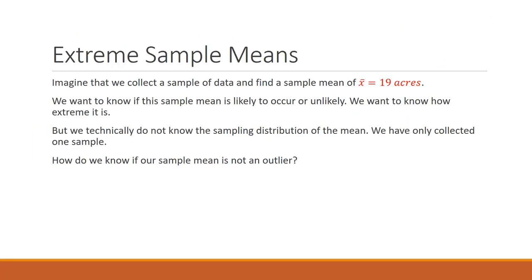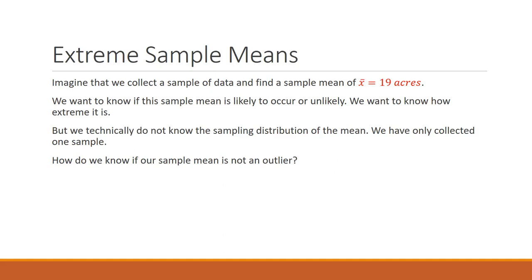But in real life, when we go and collect data, we don't know what the true population land size is. All we know is our sample mean. And so it would be pretty important for us to know whether or not our sample mean is likely to occur or unlikely. We want to know how extreme it is. We want to get a measure of how far away it is from the mean. But we don't have the true sampling distribution of the mean. We've only collected one sample. We want to know if our sample mean is an outlier.